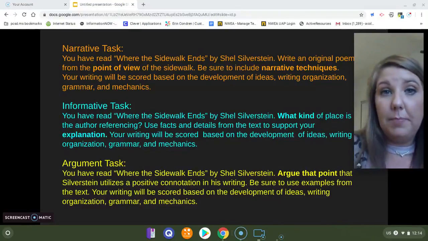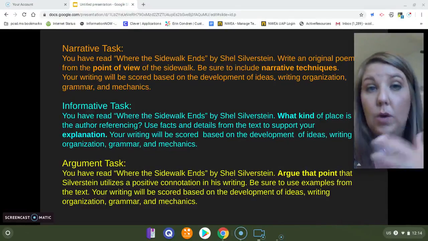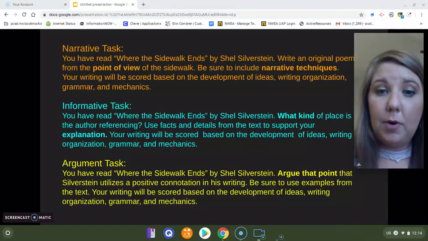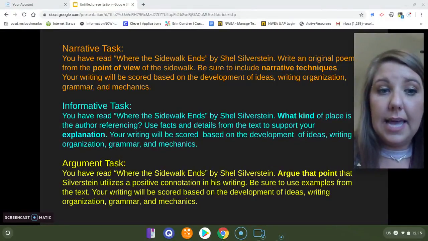So you've got to develop that claim and support it with evidence from his work. The prompt says, be sure to use examples from the text. Your writing will be scored based on the development of ideas, writing organization, grammar, and mechanics.